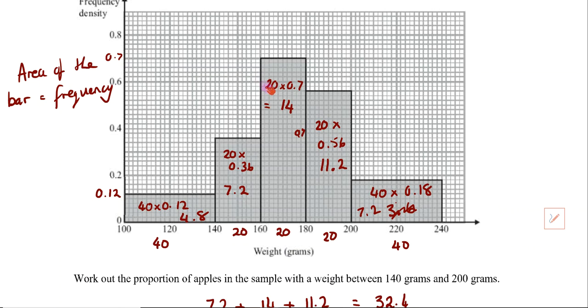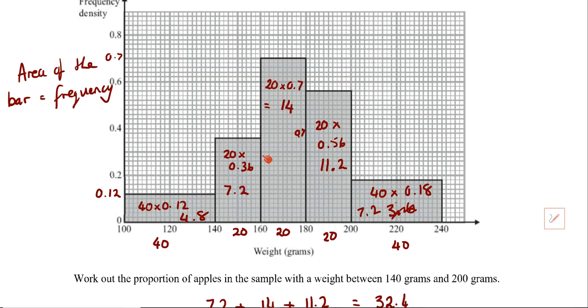So you got the idea? Everyone, is that all right? Can I just ask you though, how come the frequencies are decimals? Sorry, what do you mean? Oh, because it's weight.